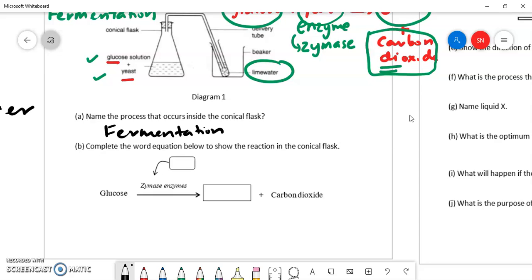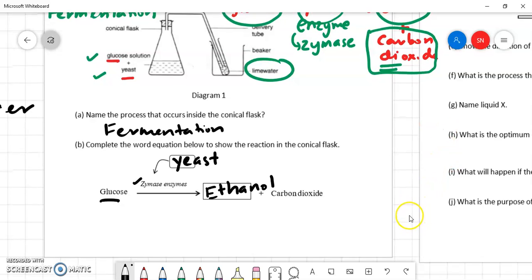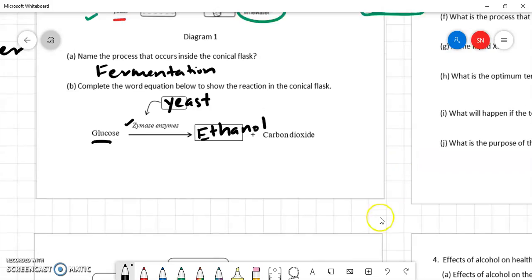Complete the word equation below to show the reaction in the conical flask. The word equation would be glucose, and then you have zymase enzyme here. Zymase enzyme is produced by the microorganism yeast. And what is our product? We are going to get ethanol and carbon dioxide. So please fill in the blanks for that word equation. You got to memorize this word equation. Okay, the next question.